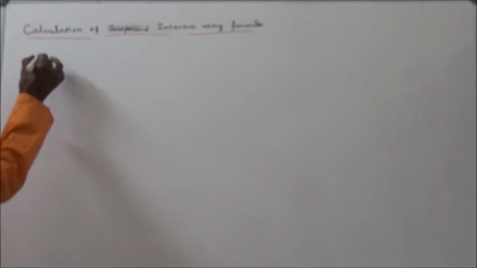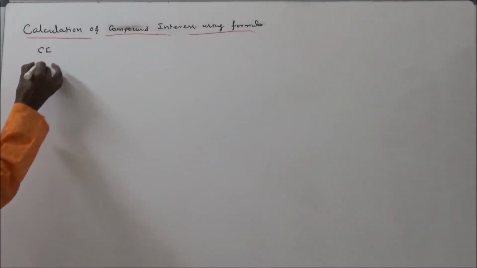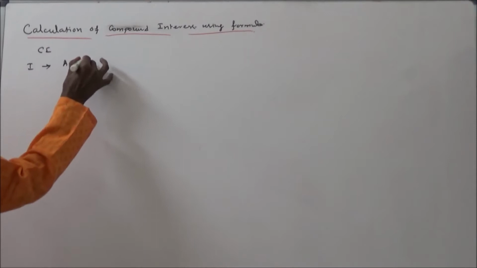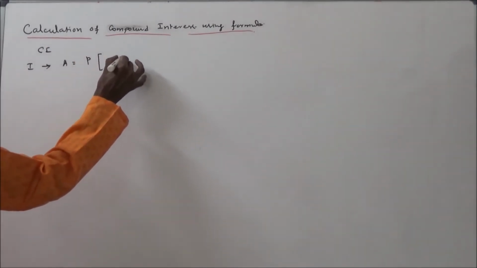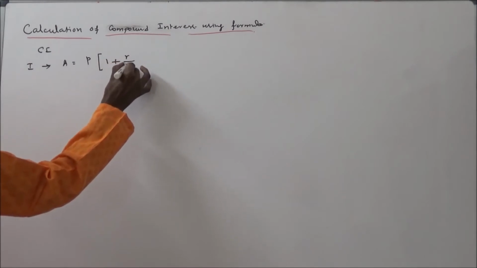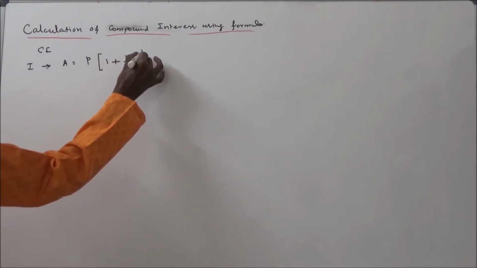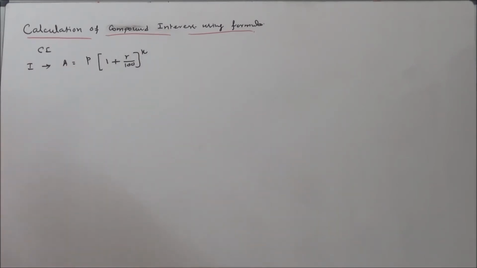In this class we discuss the calculation of compound interest using formulas. What is the formula for compound interest? The first formula is A is equal to P into (1 plus R by 100) to the power of n. Okay, that is the formula.